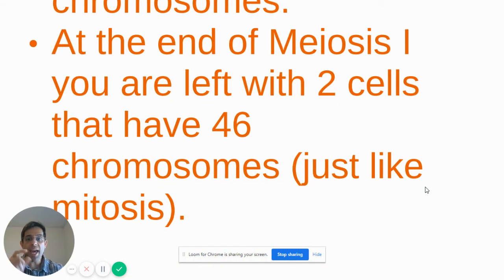At the end of meiosis one, when one cell becomes two, you are left with two cells that have 46 chromosomes. So you keep the same number as the original species, right? Just like mitosis does. There is a trick that happens here that differentiates it from mitosis. I'll tell you in a second.